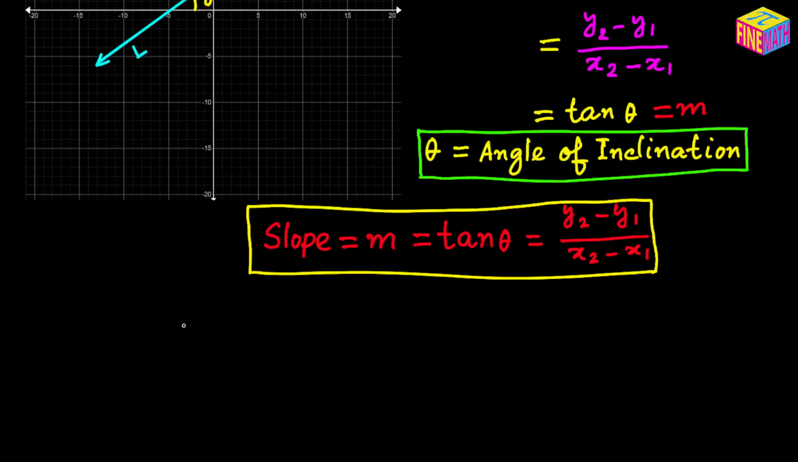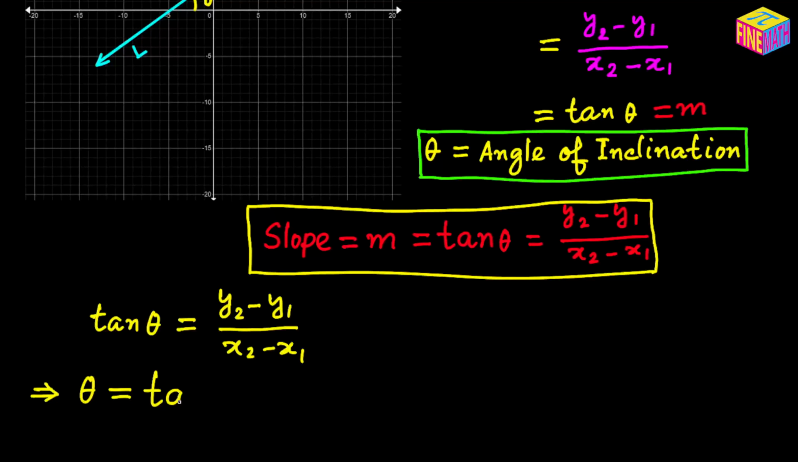So if we are provided with the coordinates of the 2 points on the straight line and we are able to calculate the slope, now if we assume that the angle of inclination is theta degree, then clearly tangent of theta is equal to this slope value, y sub 2 minus y sub 1 divided by x sub 2 minus x sub 1. So what will be the value of theta? Well, it will be tan inverse, meaning tangent inverse, of this slope value. That way also we can find the angle of inclination.